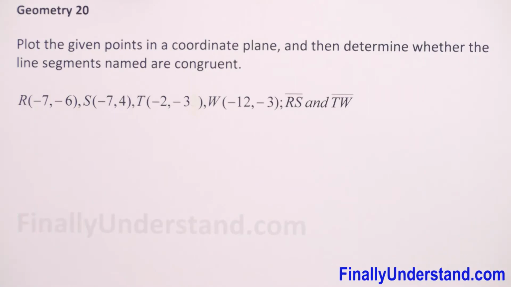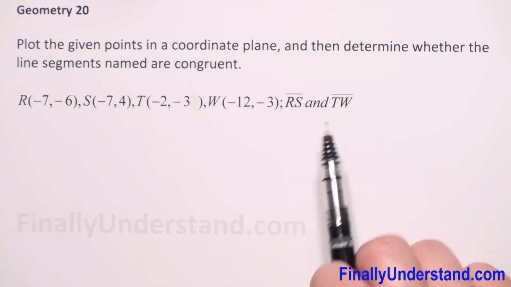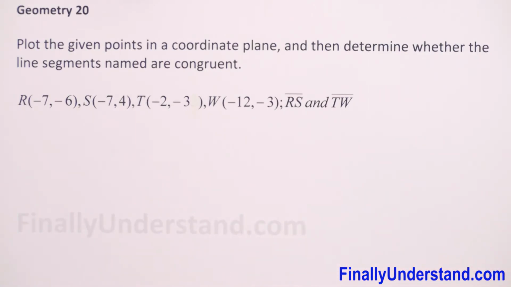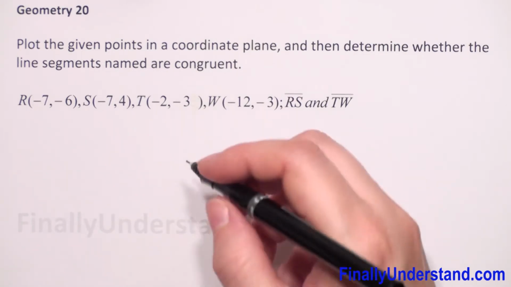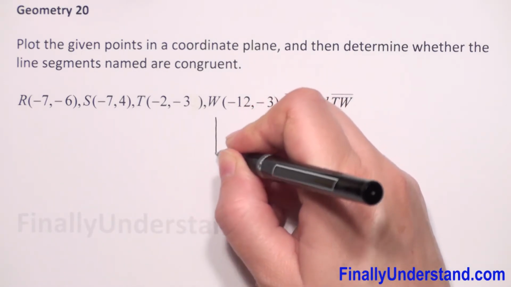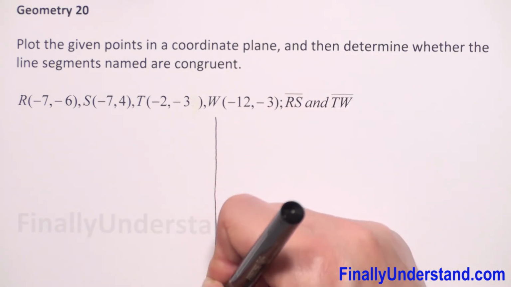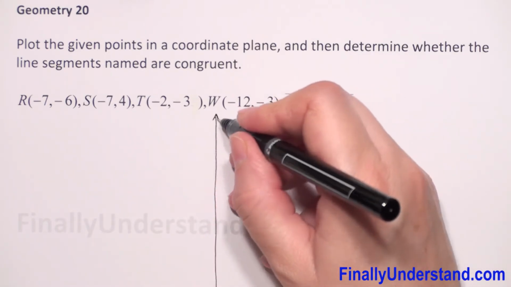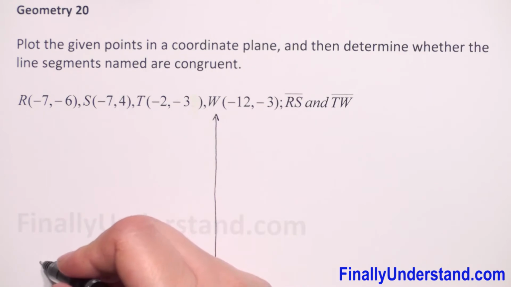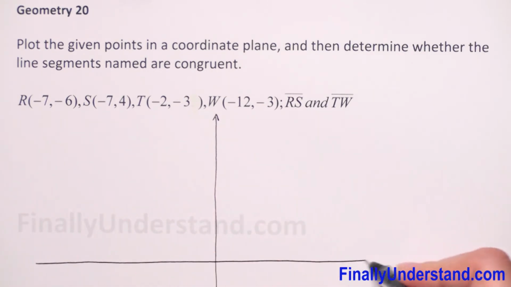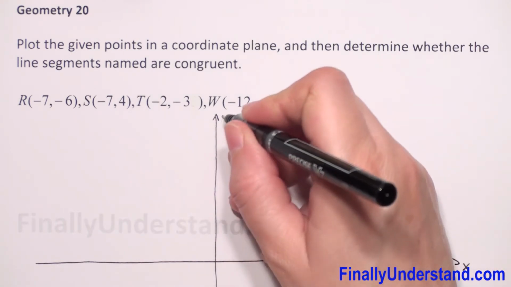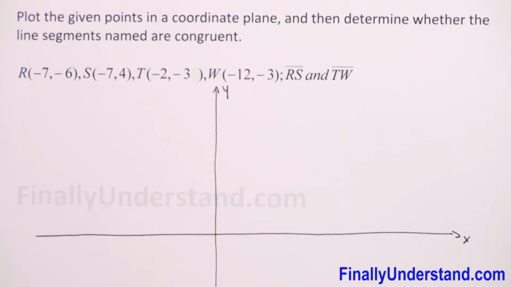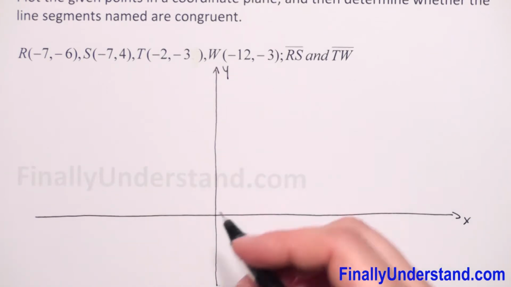First, we have to plot the given points in the coordinate plane, and next we have to check if segment RS and TW are congruent. So let's draw the XY plane first. We have the horizontal line X and the vertical line Y. We need to choose the unit.